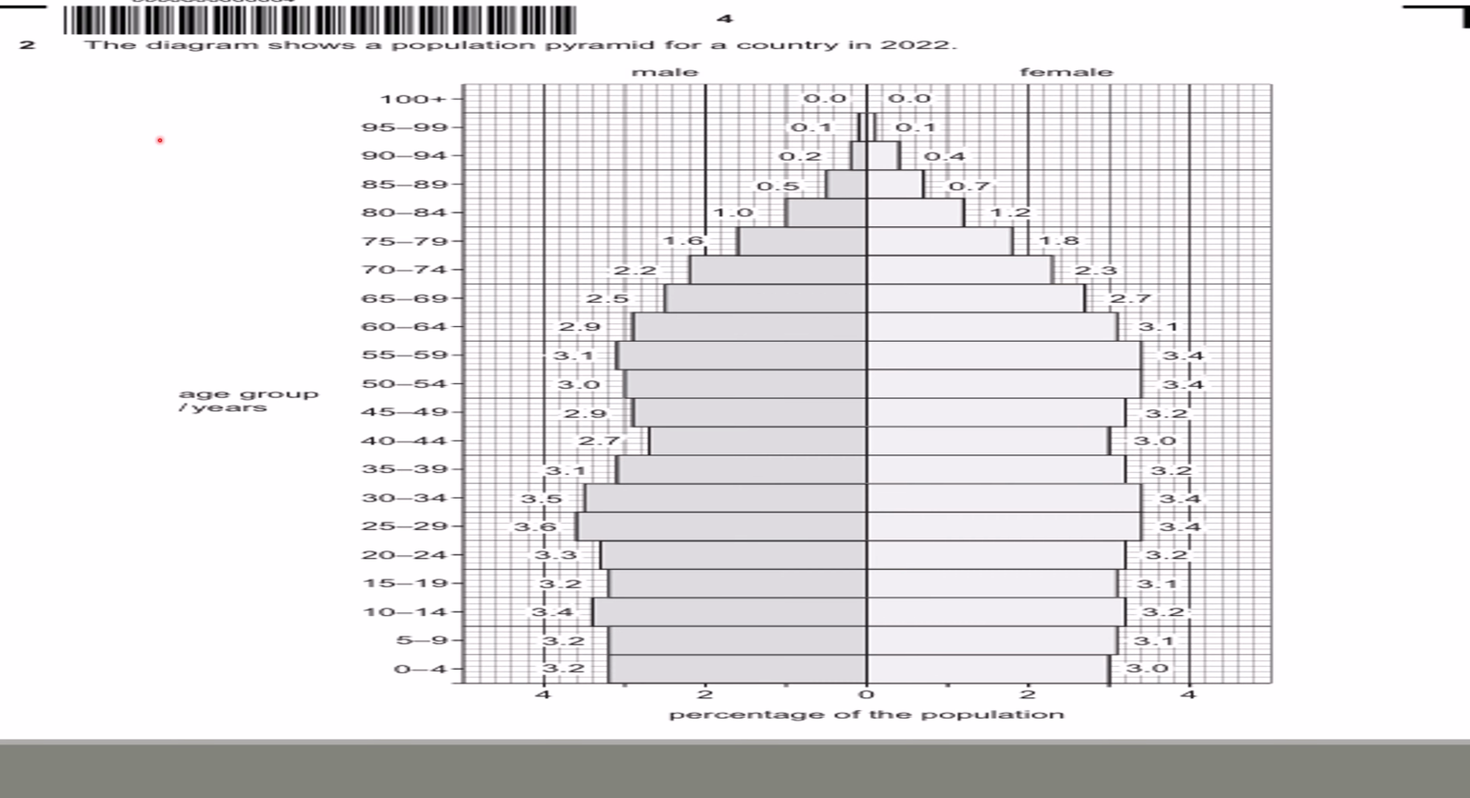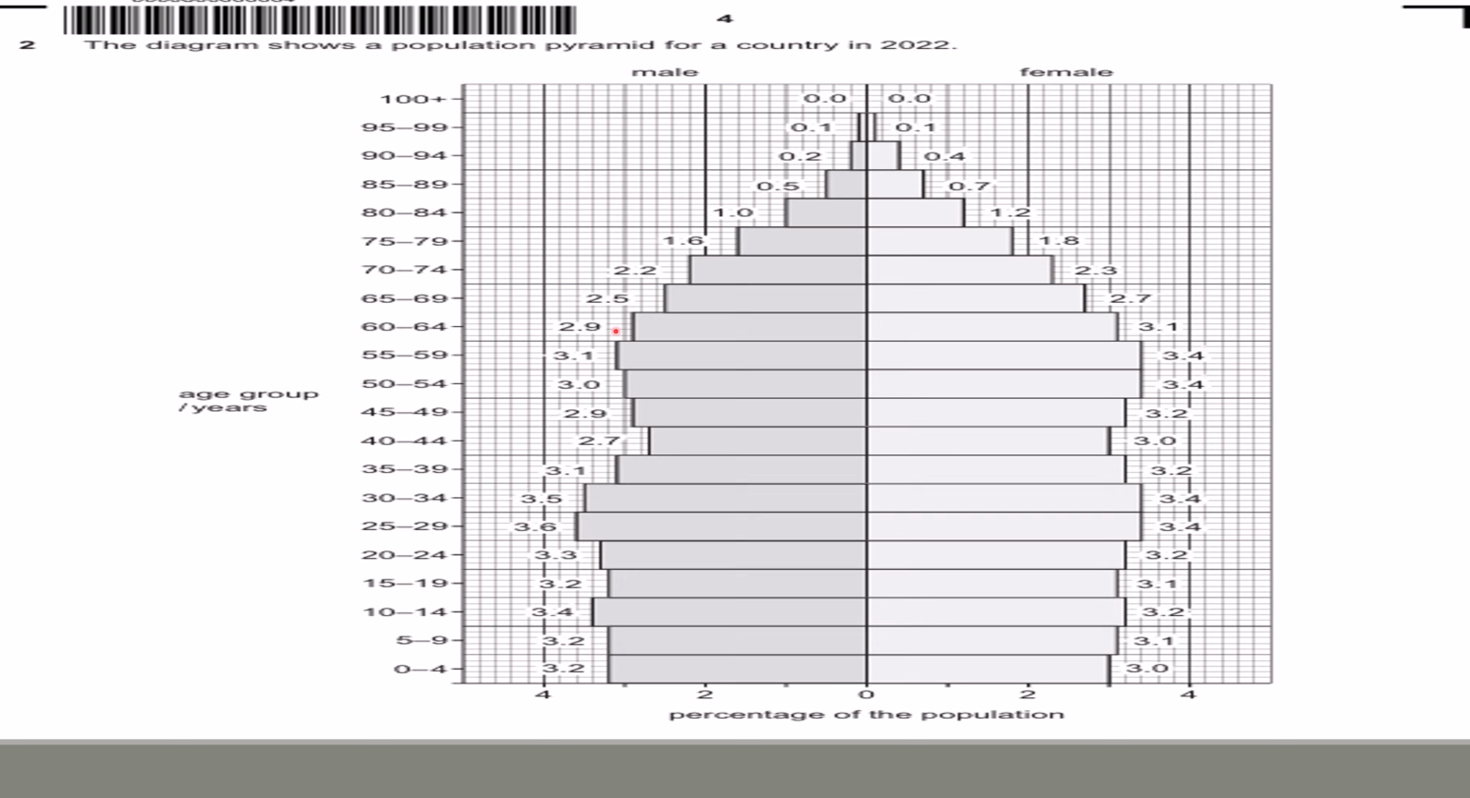So now let's discuss question 2. The question number 2 is about a population pyramid. The diagram shows a population pyramid for a country in 2022. So this question is about how to read and interpret a population pyramid, which is a very common diagram based question in environmental management paper 1 section A. Many students feel confused when they see a population pyramid, but once you understand the structure, these questions become easy scoring.